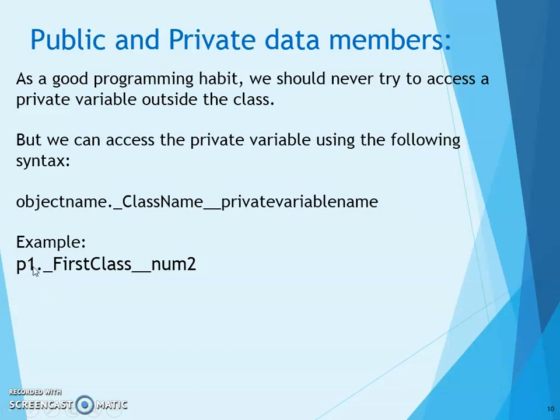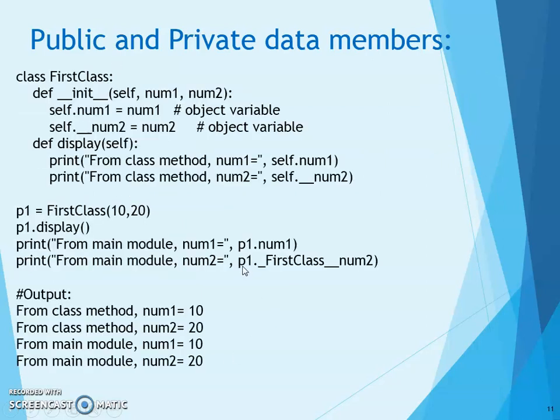That is, we write the object name, then the name of the class, given as a single underscore, and a double underscore for the private variable name. It is the same example; the only difference is that instead of writing p1.num2, we have written p1._firstclass__num2. This way we can access and print the private data members also. This is nothing but the protected data member, we can say. So we can display the private data member outside the class by using this protected abbreviation, that is single underscore class name. The remaining part we'll study in the next class.